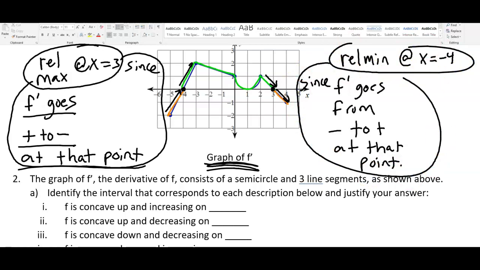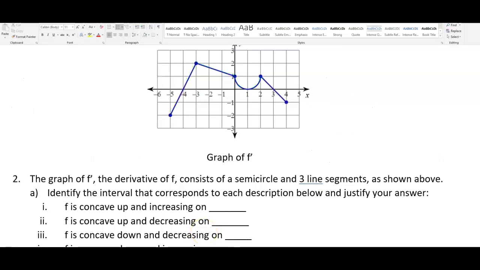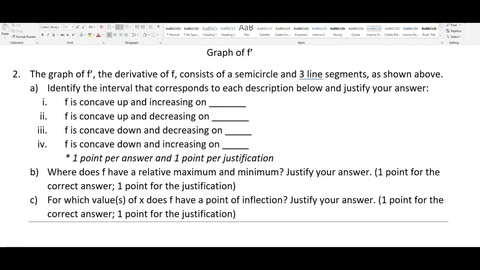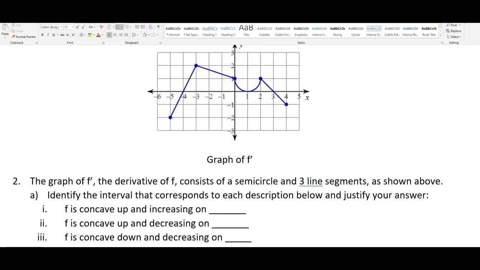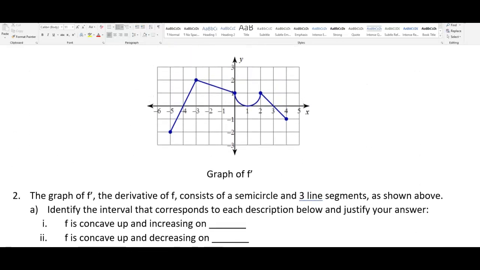This is not multiple choice, mind you, right? You have to come up with these explanations from your own mind there. All right, let's continue onwards. Last one. For which values of x does f have a point of inflection? Justify your answer. Okay? Where does f have a point of inflection?